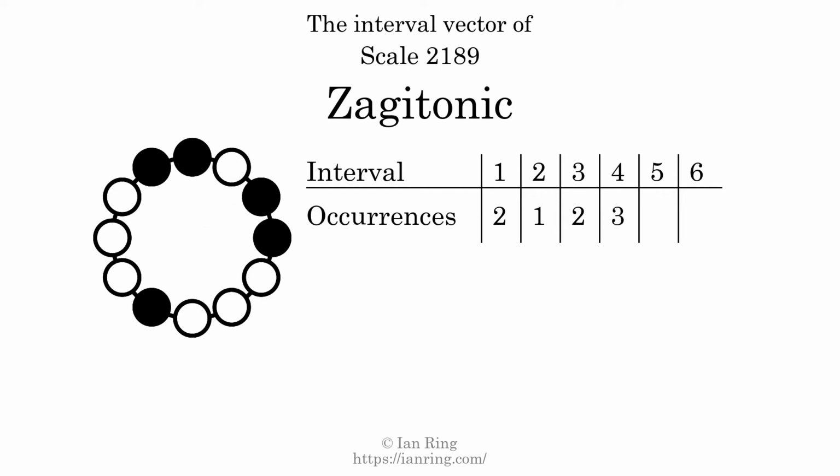There are 3 intervals with a size of 4 semitones. They are here, here, and here. There are 2 intervals with a size of 5 semitones. They are here and here. There are no intervals with a size of 6 semitones. Each interval does not appear in this scale a unique number of times, so this is not a deep scale.